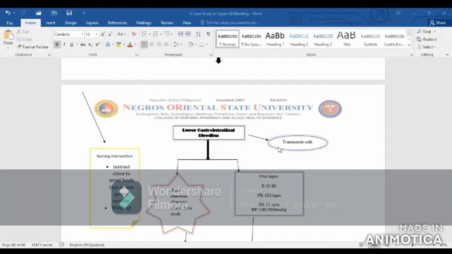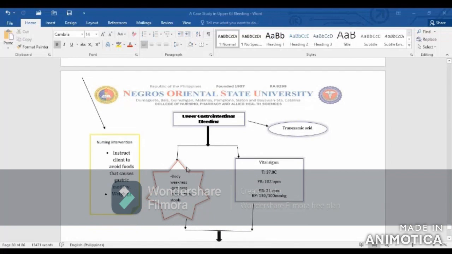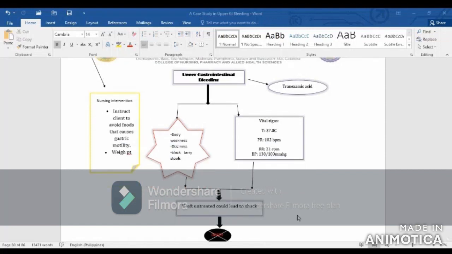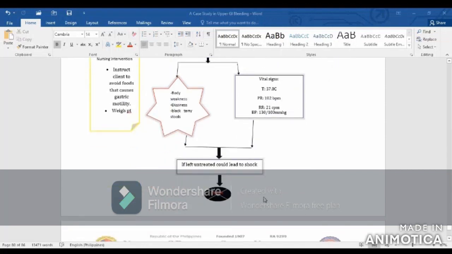And patient was given tranexamic acid, and the signs and symptoms: body weakness, dizziness, black tarry stools, as the patient manifests, and then vital signs of the patient: temperature 37 degrees, pulse rate 102 beats per minute, respiratory rate 21 cycles per minute, blood pressure 180 over 100 mmHg. So if these are all left untreated, could lead to shock, and it could lead to death.